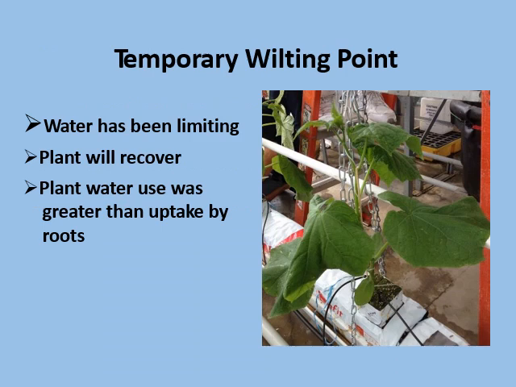Temporary wilting point. So that's not the permanent, this is temporary. This is where water is becoming limiting. At this point, it's important to know that plants can recover. Plant water use at this point could be just greater than what the roots can supply. So on a hot, dry day, a cucumber plant can wilt, as you see in the picture, where the roots can't supply enough water to keep up with the evaporation rate of the plant.